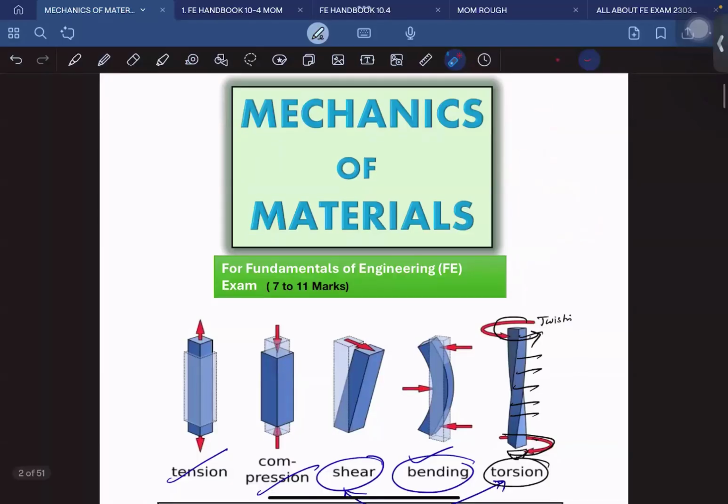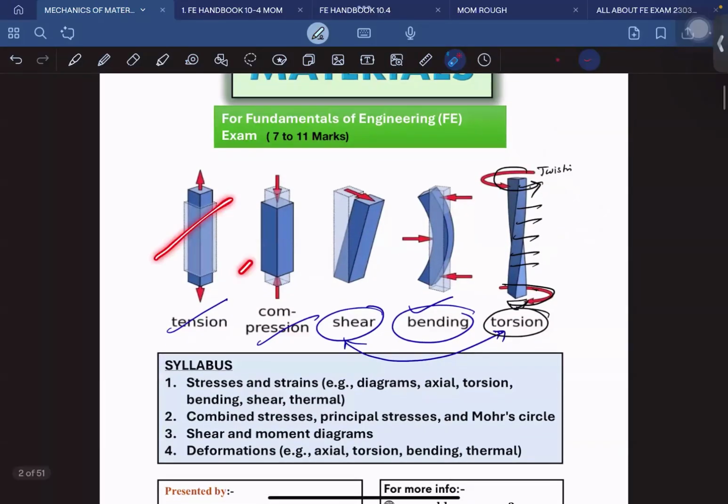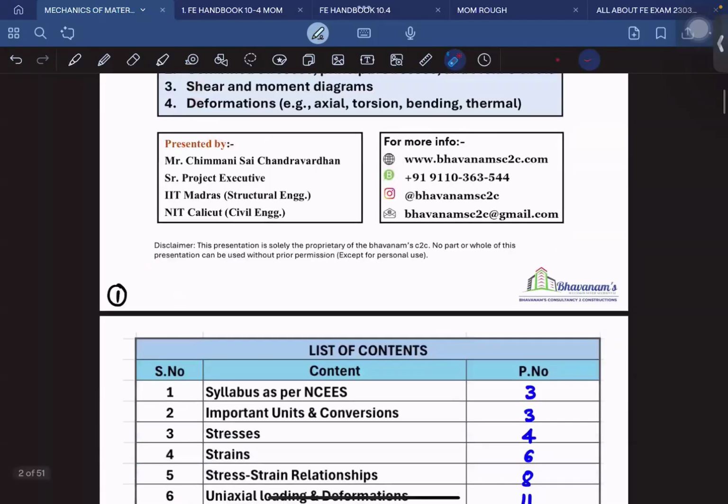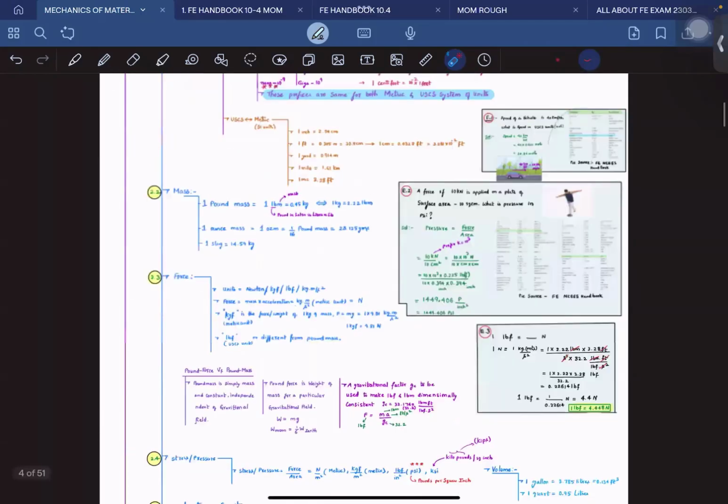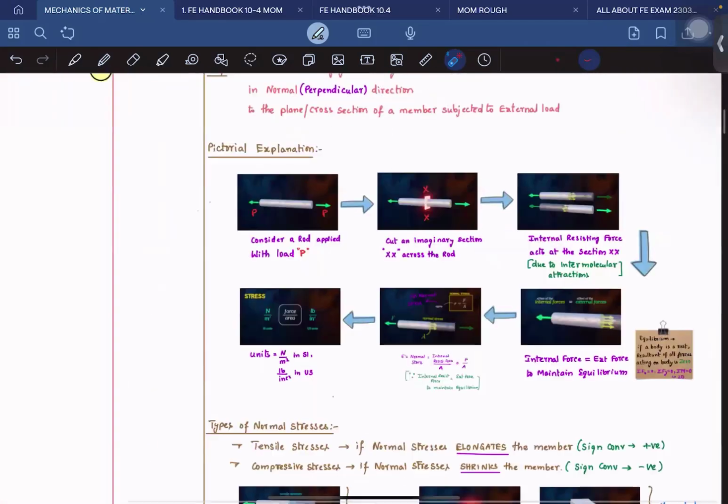Yeah, because of the external forces, which can be of different types: tension, compression, shear, bending, torsion. This is the basic summary of the subject. Tomorrow, we'll go deeper and deeper into the subject. So everything is crystal clear here, you need not worry.